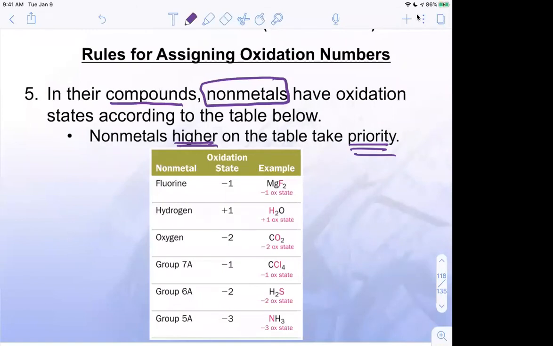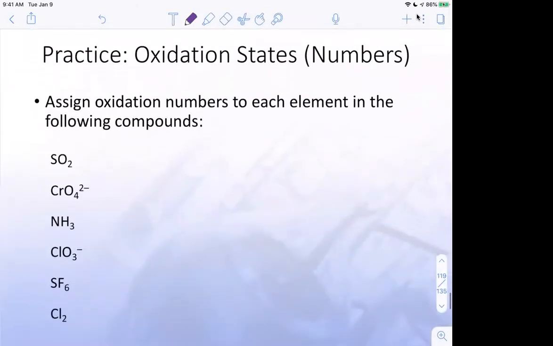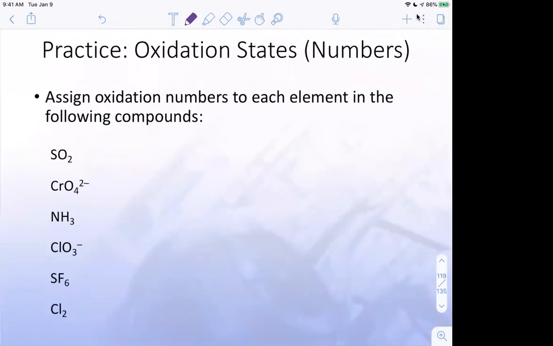The problem is, well, maybe not for hydrogen because it's in 1A, but the problem is these are nonmetals, and generally they're going to form either ions or covalently bonded compounds. So you want to use these rules in order to help you assess what charges, what oxidation states these nonmetals have. So let's look at this. I want to assign oxidation numbers to each element in these compounds.